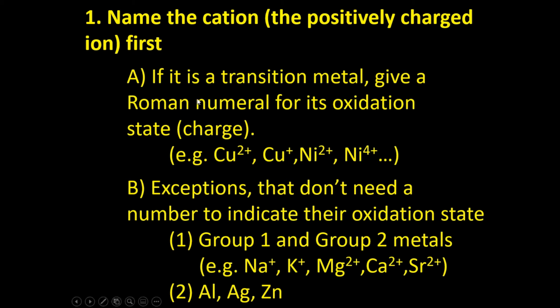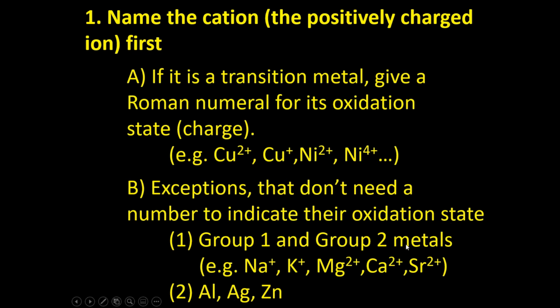The positively charged ions are almost always, with very few exceptions, metals. If it is a transition metal, then you have to provide in the name a Roman numeral for its oxidation state or its charge. Examples would be copper 2+, copper 1+, nickel 2+, the very rare nickel 4+, if there were such a thing. And then there are exceptions to this rule that you have to use a Roman numeral. There are some things that don't need a Roman numeral to indicate their oxidation state or their charge.